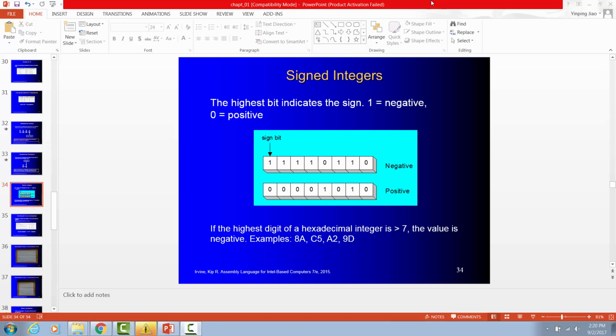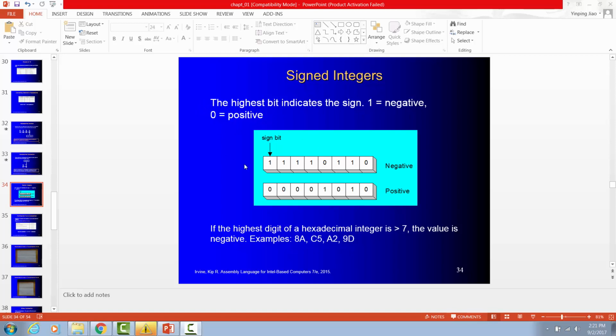In this video, I'm going to talk about signed integers, how the computer stores the signed integers. In previous slides, we have talked about the unsigned integers. Unsigned numbers means they are 0 or positive. To store signed integers, the computer is going to use a sign bit to represent the negative or positive number. If it's negative, the computer uses 1 for the sign bit. If it's positive, it uses 0.